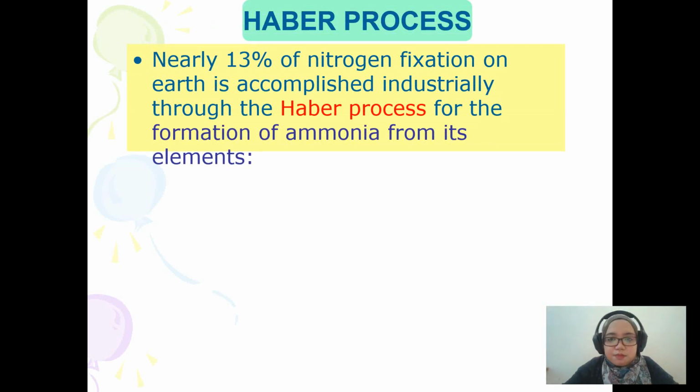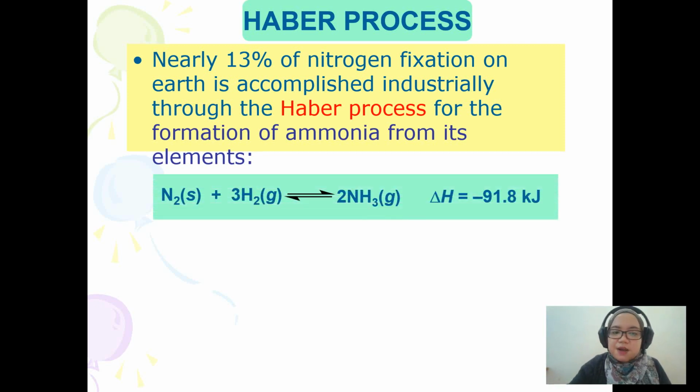Sebab apa? Nearly 13% of nitrogen fixation on Earth is accomplished industrially through the Haber process for the formation of ammonia. Sebab kan, kalau nak tunggu nitrogen gas tu dengan semula jadinya form ammonia, memang tak akan form sebab nitrogen gas sangat-sangat stable dan low reactive. Okay, so dia kena buat secara industrially. Okay, through Haber process.